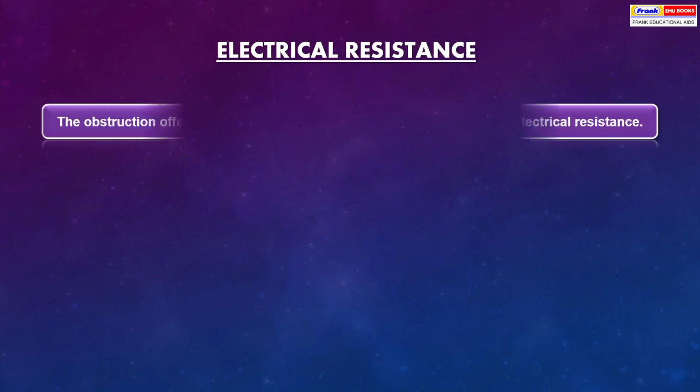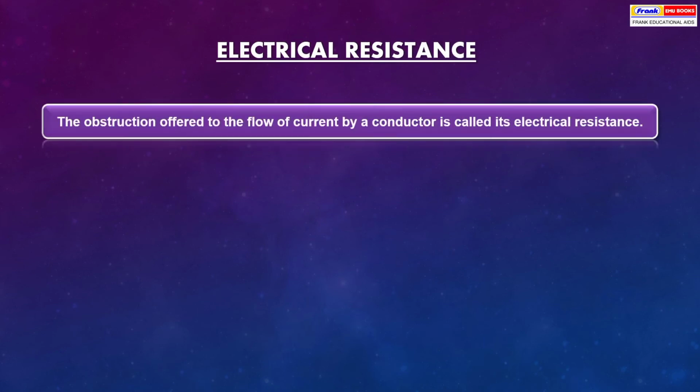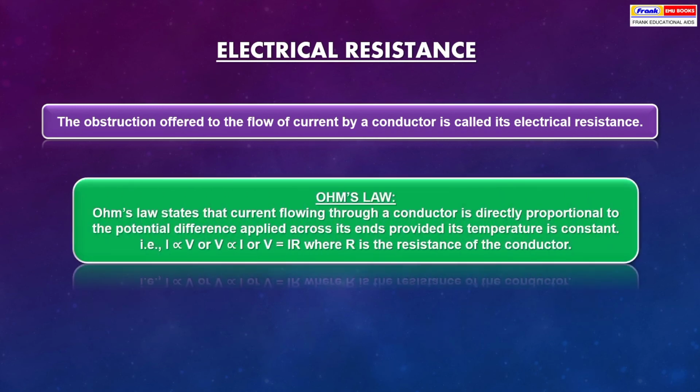Now, electrical resistance. The obstruction offered to the flow of current by a conductor is called the electrical resistance. Ohm's law states that the current flowing through a conductor is directly proportional to the potential difference applied across its ends, provided its temperature is constant. That is, I is directly proportional to V, or V equals IR, where R is the resistance of the conductor.